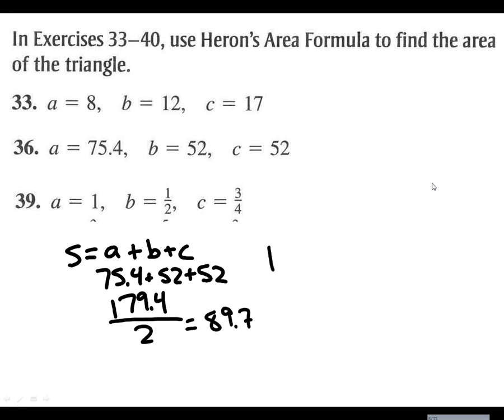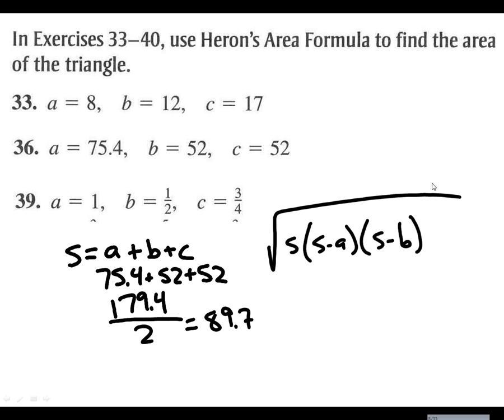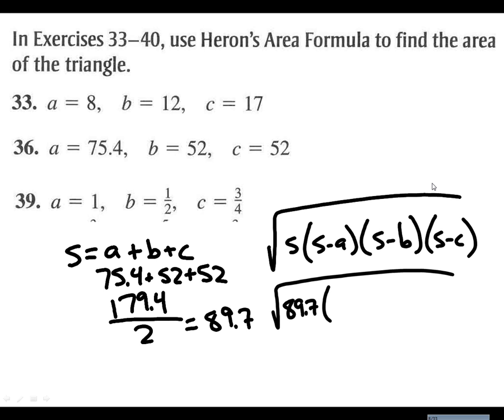Alright, so Heron's formula for area is the square root of S times S minus A times S minus B times S minus C. And so here we go. Square root of 89.7 times 89.7 minus A is 14.3 times 89.7 minus 52 is 37.7. And that happens twice because B is the same as C. And let's multiply them all together.